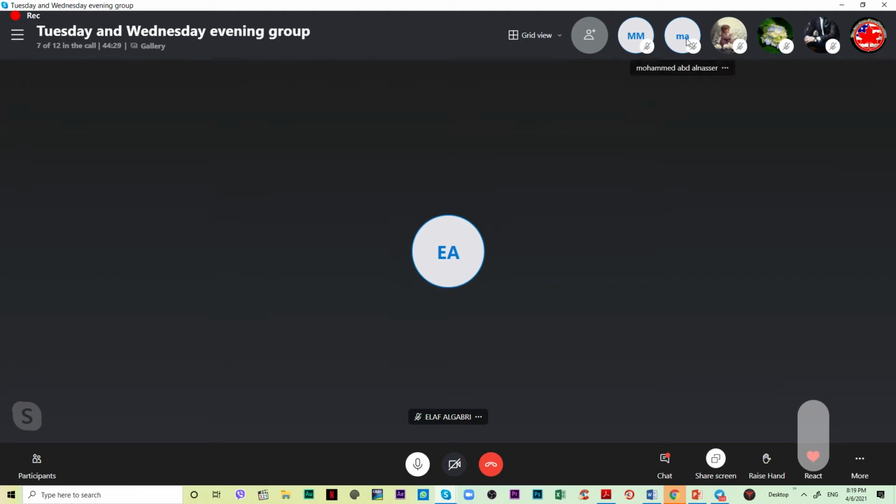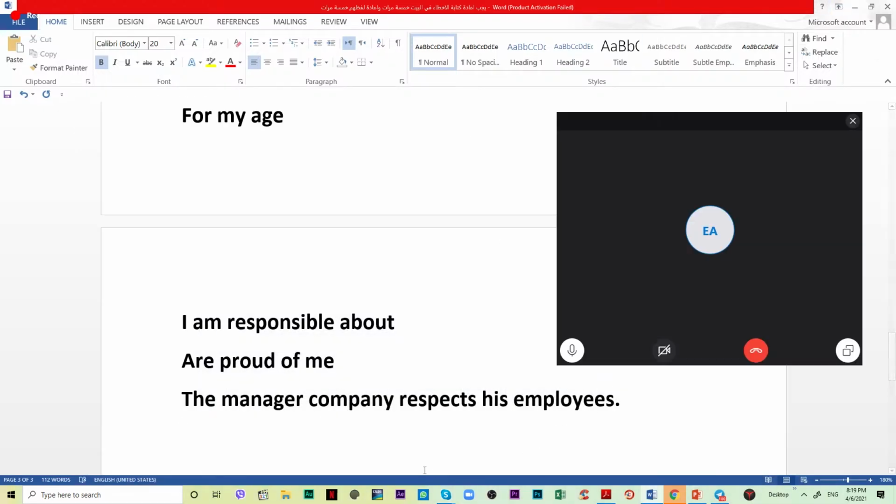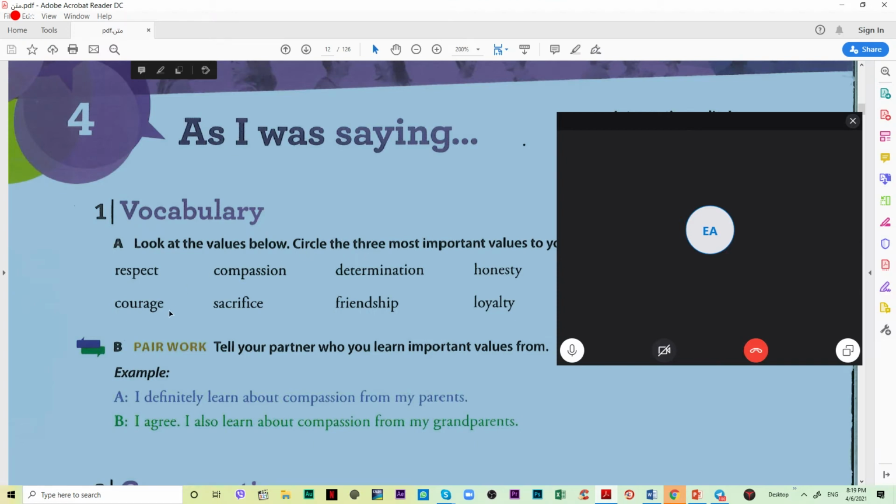كلكم شاركتوا؟ تمام. ننتقل للكلمة اللي بعدها. We have courage, شجاعة. Courage means that you are brave to face the hard time.